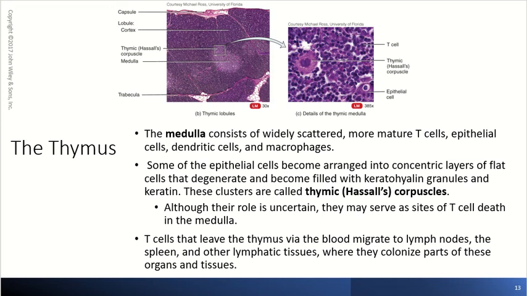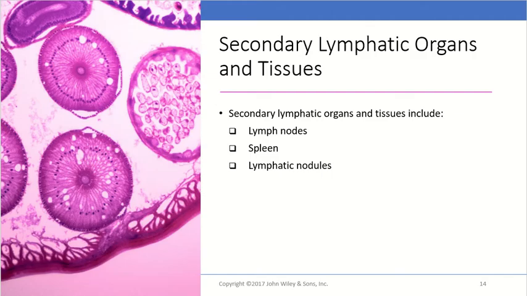T cells that then leave the thymus via the blood are going to migrate to lymph nodes, as well as the spleen and other lymphatic tissue. And from there they're going to colonize various parts of these organs and tissues. So that's all we have for the thymus. Moving forward then to the secondary lymphatic organs and tissues.